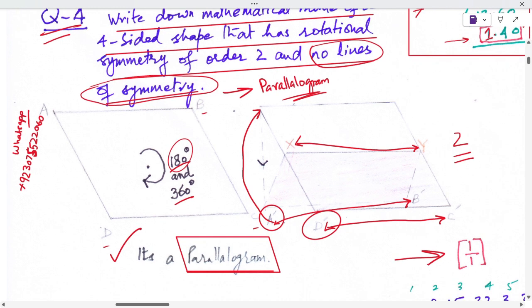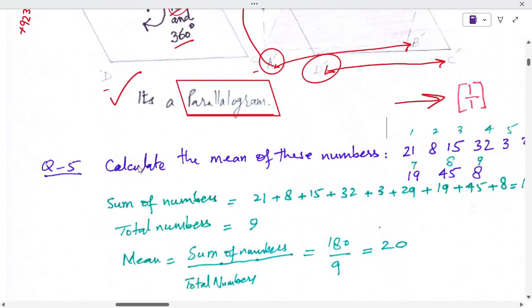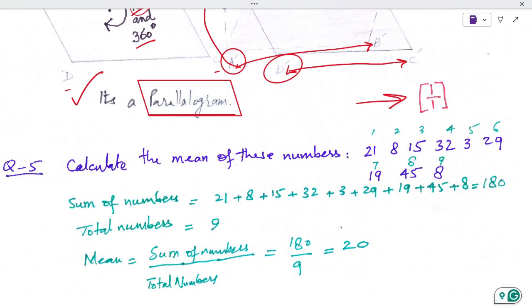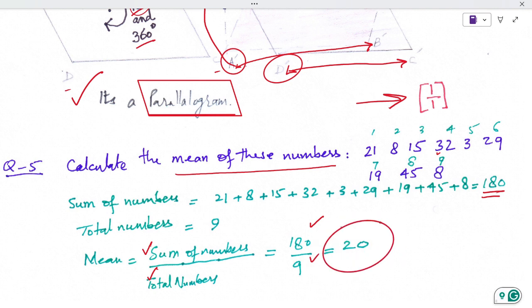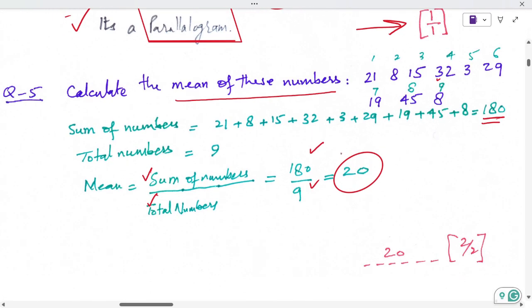Question number 5 is a very simple question. You have to calculate the mean of the given numbers. Now, when we count them, they are 9 numbers, and when we add them, they add up to 180. So we divide the sum of the numbers with the total numbers, that is 180 divided by 9, and we get an answer of 20. This is a mean. Write the answer in the given space and you get 2 marks. Very cheap marks they are too.